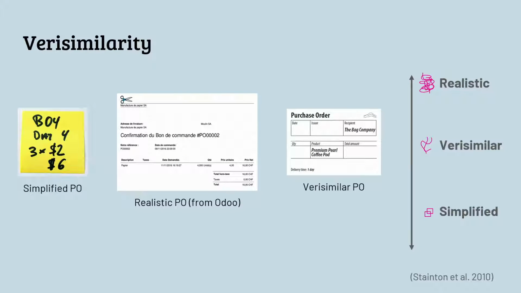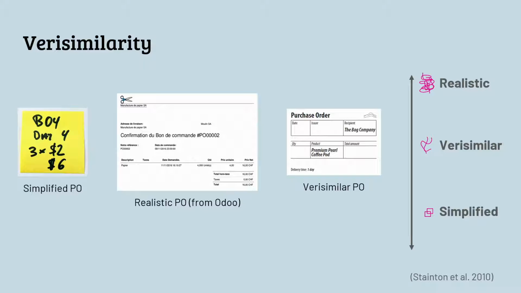So the key point is verisimilarity. The concept of verisimilarity is to be able to bring some sort of realism, but enough simplification that they can cope with the information that they are given.